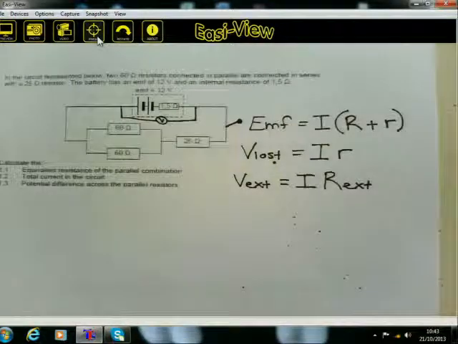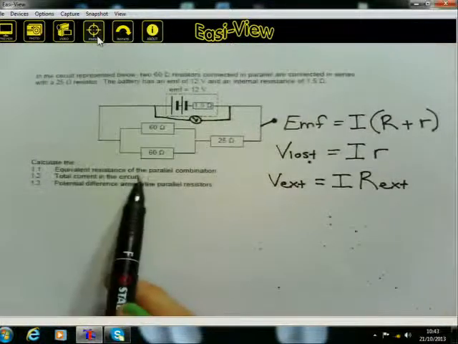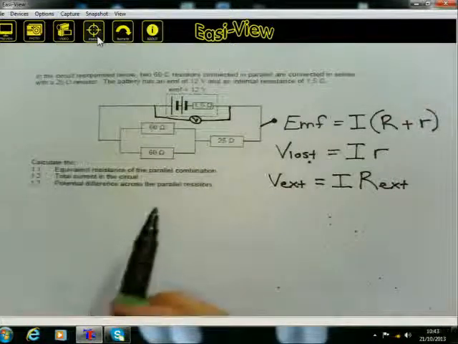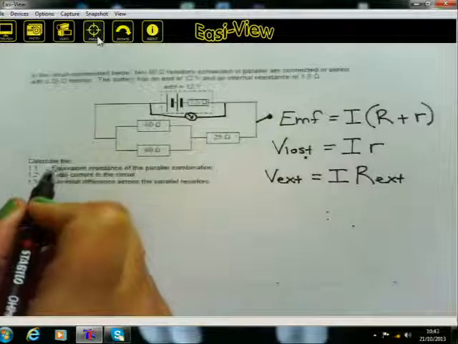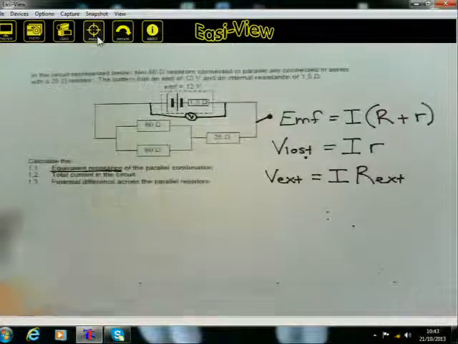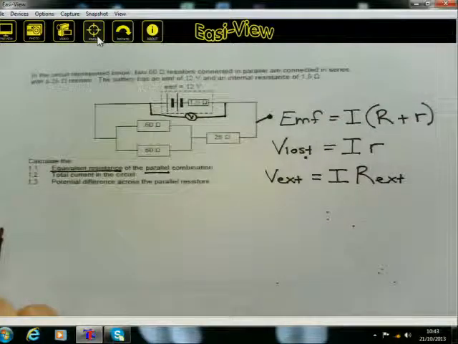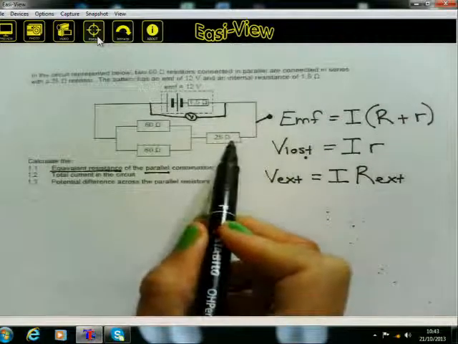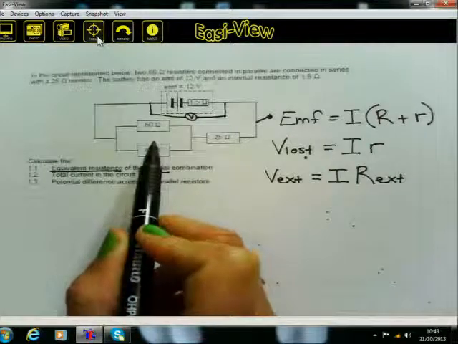Okay, let's look at our first question: the equivalent resistance of the parallel combination. It's very important that you read carefully, because they ask the equivalent resistance, but only in the parallel part of the circuit. So you're not going to add the series part. Stop when you get to the parallel resistance.